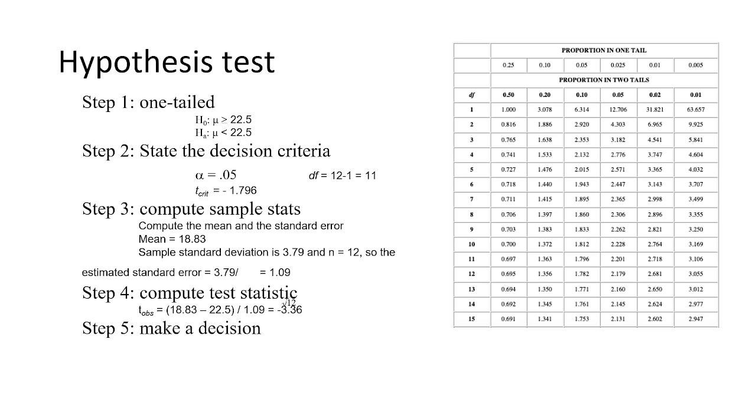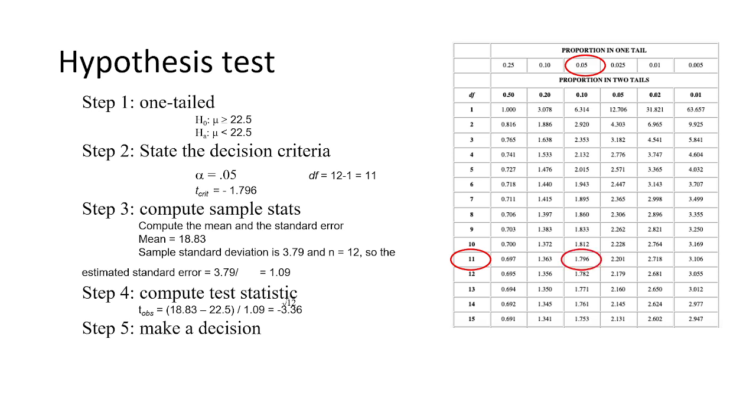For step 2, we have to state the decision criteria. So we have our alpha, which is 0.05. Our degrees of freedom is the sample size, which is 12 minus 1, so we get 11. And then t crit, the critical value for t, we can find via the table. So remember, this is directional via the alternative hypothesis that we've given. So we're looking for the proportion in one tail. So 0.05 is our alpha, and we have our degrees of freedom as well, 11.